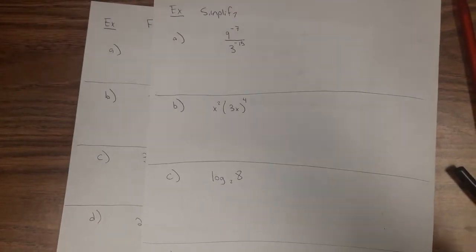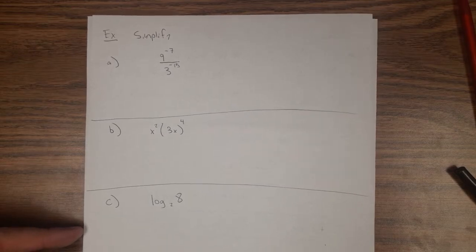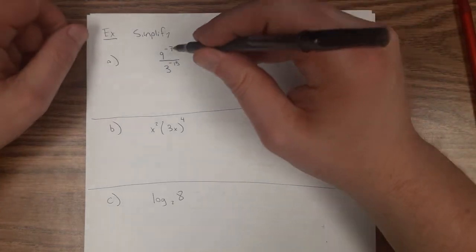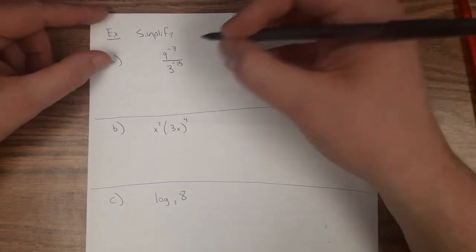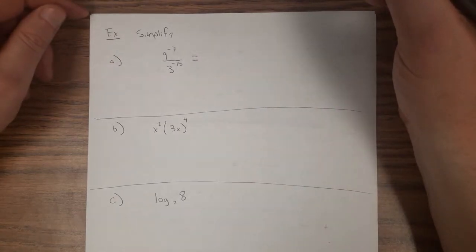All right, so here's some examples about exponentials and logarithms and that kind of stuff. So let's just simplify this. So the first thing that I don't like is negative powers.